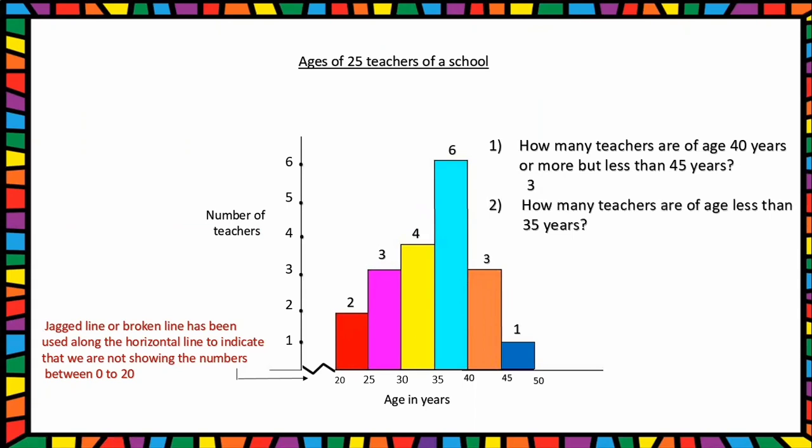Second question: how many teachers are of age less than 35 years? Less than 35 means we should take up to 35, that is 20 to 35. 20 to 25, 2 teachers are working; 25 to 30, 3; and 30 to 35, 4. So you have to add these: 2 plus 3 plus 4. That is 9 teachers of age less than 35 years. Hope you all understood. Now we can see exercise 5.1.